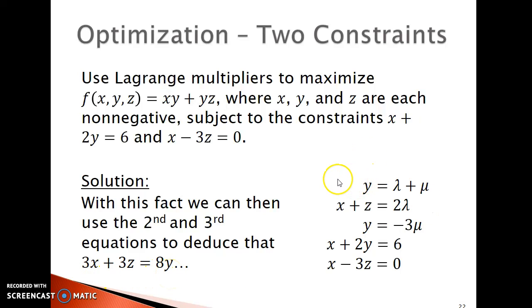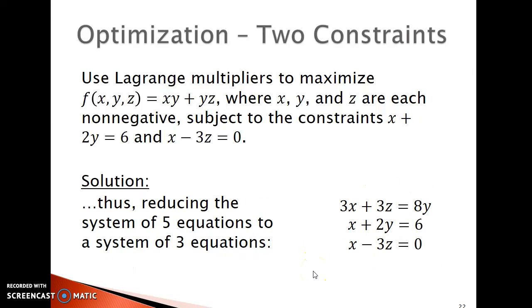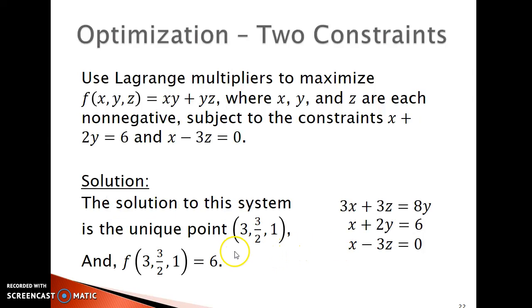The first 3 equations become this single equation, which will now combine with our last 2 equations to produce a system of 3 equations in 3 variables instead of a system of 5 equations in 5 variables. There are lots of different ways you could choose to solve this: substitution, addition, elimination, graphically, however you'd like to approach it. If you solve this system, you arrive at the point (3, 3/2, 1) as the only solution to this system of three equations.